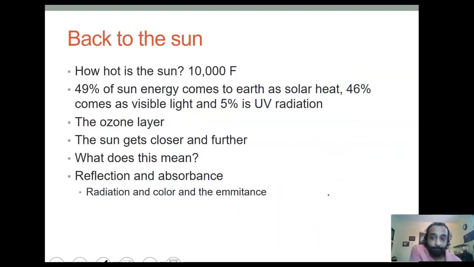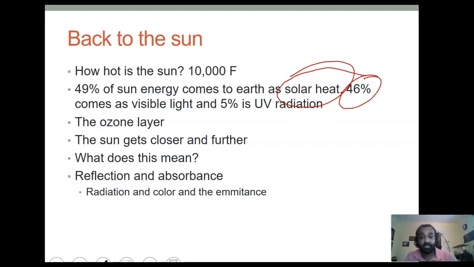So back to the sun again. How hot is the sun? It's around 10,000 degrees Fahrenheit. 49% of the sun's energy that comes to Earth is solar heat. That's just heat. 46% is light, and 5% is UV radiation. That's really interesting to know.